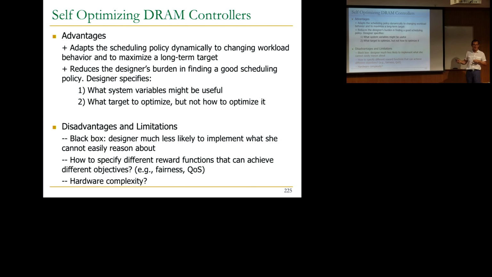Hardware complexity, I didn't tackle this. We actually tackled this in the paper. There's a pipeline of scheduling as to how you could generate these reward values and how you could compare them. That's in the paper. But as I said, one of the biggest costs is this table that stores the reward values for different state-action pairs. And that was about 32 kilobytes in this case.